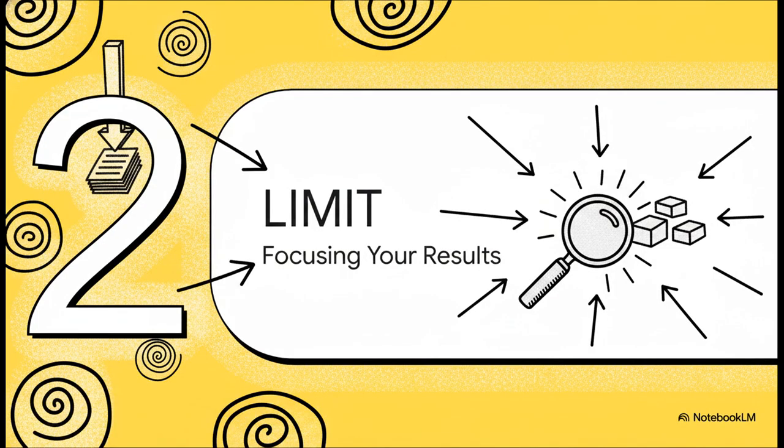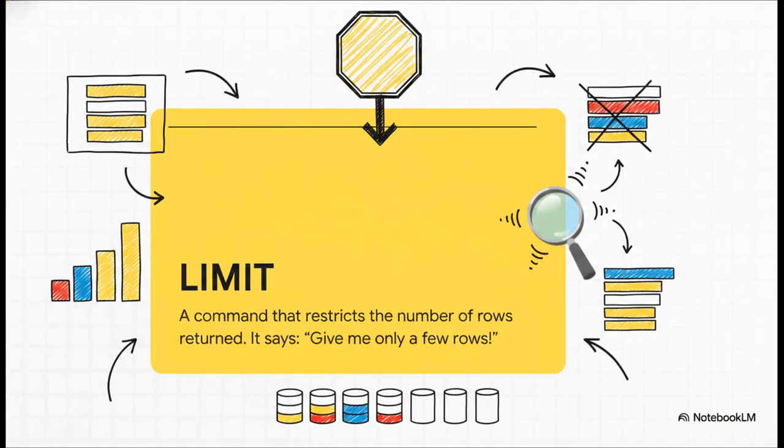Okay, so we've learned how to sort our data. That's awesome. But what if we have millions of rows? We don't want to see all of them, right? That's where our second tool comes in. It's called limit. And it's how we cut through all the noise and just focus on what matters. The limit command is about as direct as it gets.